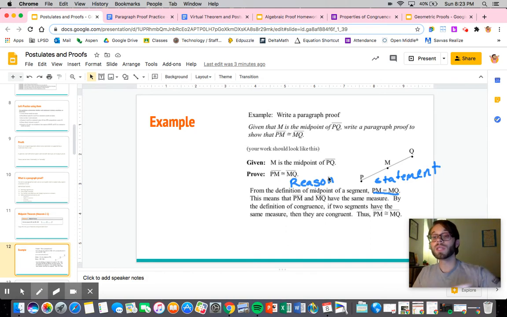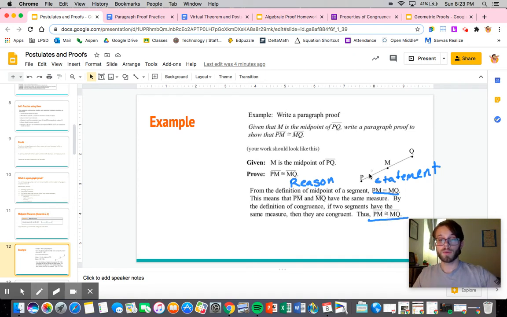By the definition of congruence. So again, we're using a definition. As a reminder, a definition is a reason. So we have another reason back here, a reason of the definition of congruence. If the two segments have the same measure, then they are congruent. That whole thing is a reason for our statement that segment PM is congruent to segment MQ.